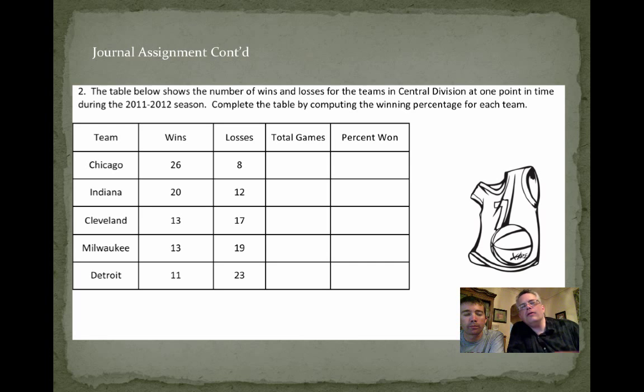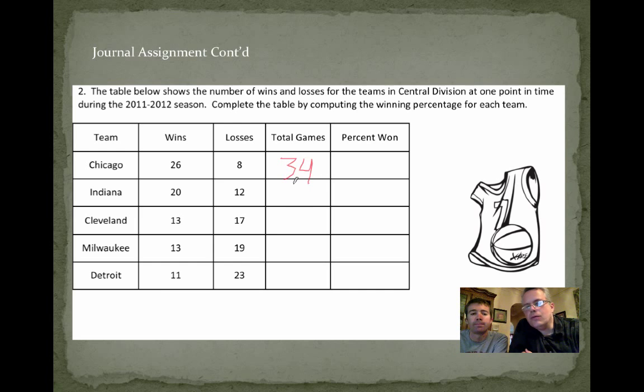So you might want to pause while you're finishing that. And then here's the second problem for you. Here were the standings for that point in time. Chicago was on top at that time. They had 26 wins and 8 losses, so their total number of games was 34. Why don't you go ahead and write that in, Mr. Lewis? We'll give you a little bit on this.